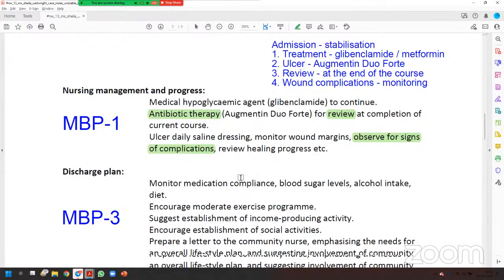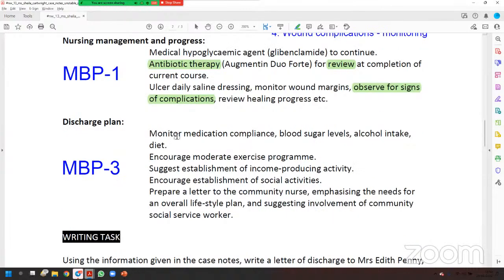Now, third paragraph. So you have to write about regular monitoring of number one, medication compliance, monitoring blood sugar levels, alcohol consumption, and dietary regimen. 4 things: medication compliance, blood sugar levels, alcohol consumption, and diet. You have to monitor all these things, 4 different things. Then in addition to that one, encouragement is required regarding exercises, and that should be a moderate exercise regimen.